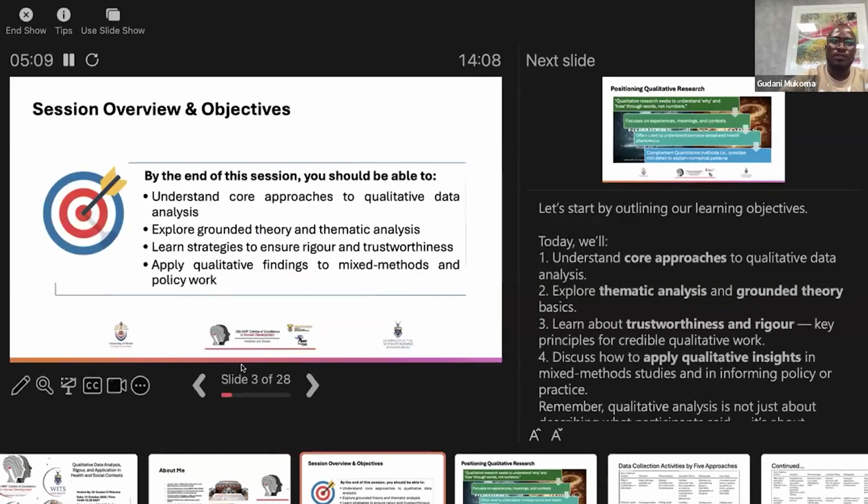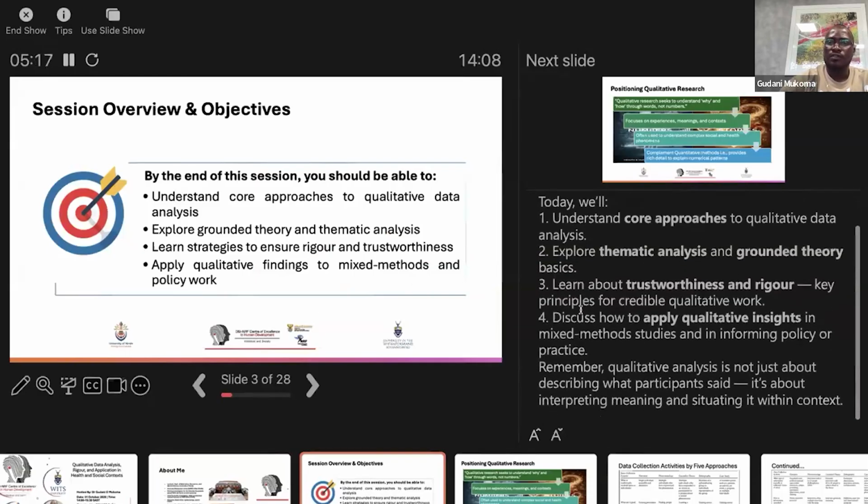So in today's session, there's a couple of objectives that I would like us to achieve. And that is to, number one, understand the core approaches to qualitative data analysis and discussions on how policy and practice. So remember, qualitative analysis is not just about describing what participants said. It's about interpreting meaning and situating it within a specific context.